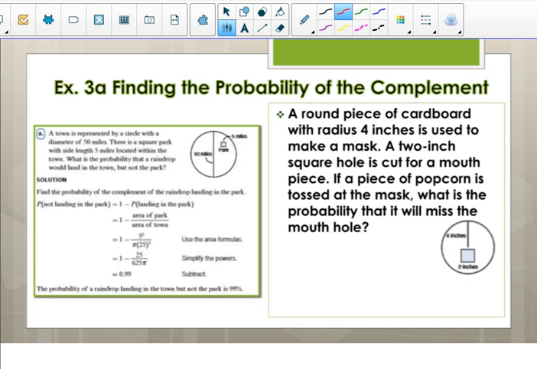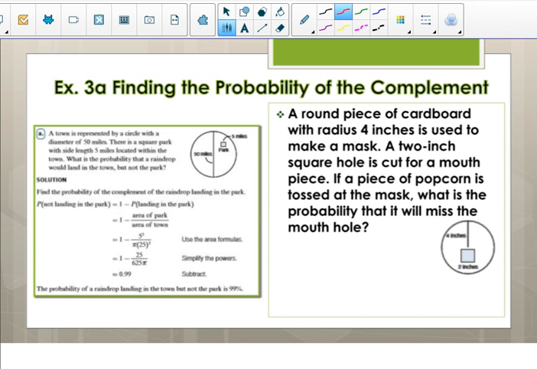Example 3a, finding the probability of the complement. What they mean by the complement is everything around the smaller shape. So it doesn't land in the small shape, it lands on everything on the outside of the small shape.